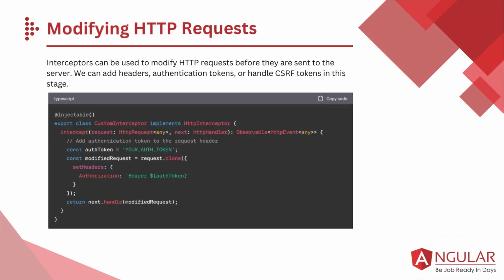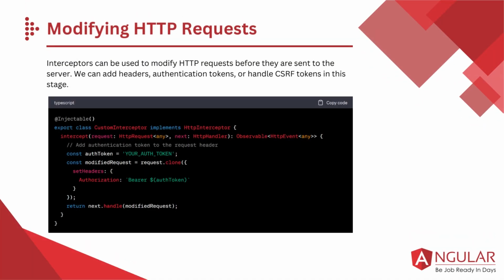4. Modifying HTTP requests. Interceptors can be used to modify HTTP requests before they are sent to the server. We can add headers, authentication tokens, or handle CSRF tokens in this stage.